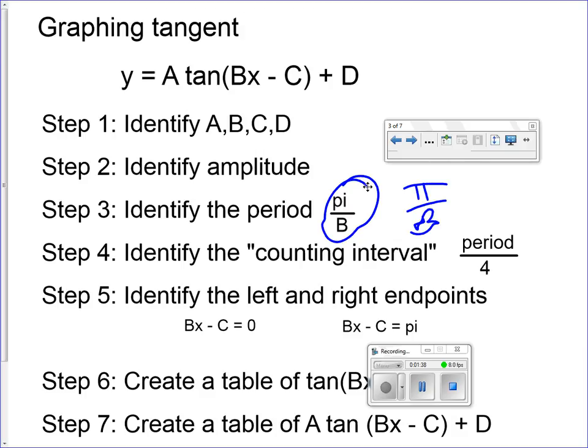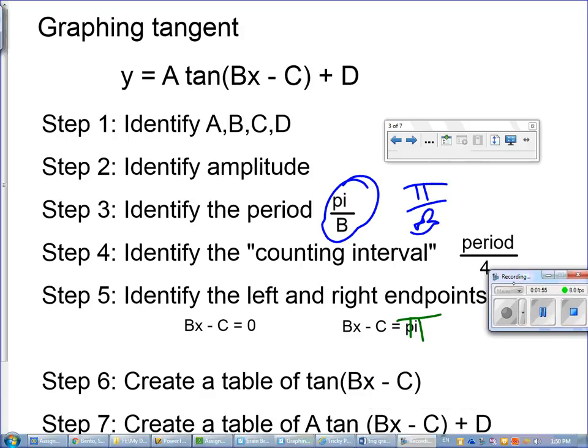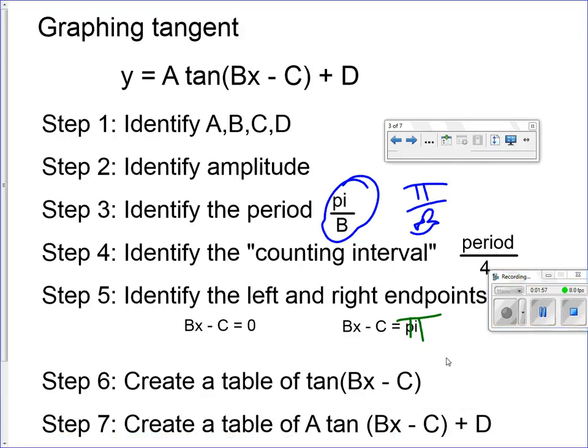Now your left and your right endpoints, again, it's going to change. The left endpoint is still setting the argument bx minus c equal to 0. But for the right endpoint, you'll set it equal to pi, because again, the period is only 1 pi. And then once you have that, you'll make your table, just like we've been doing.